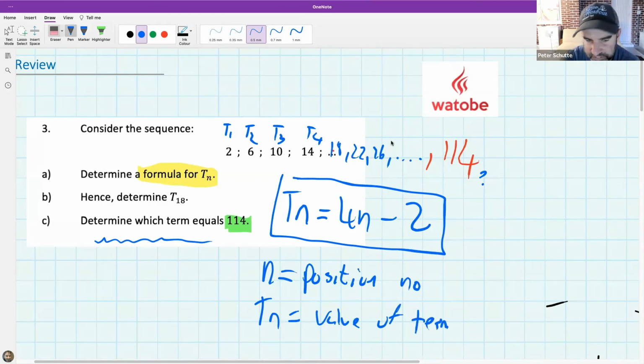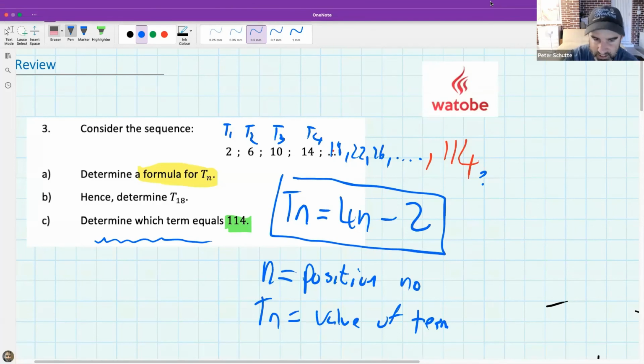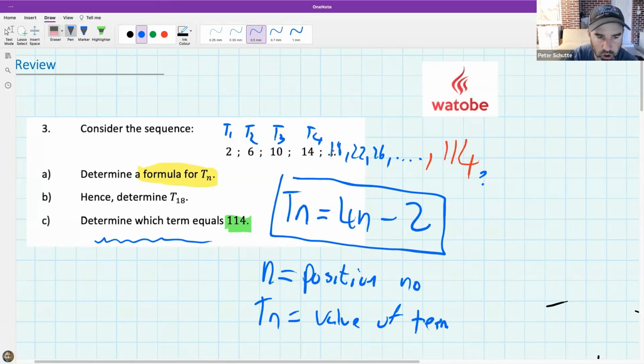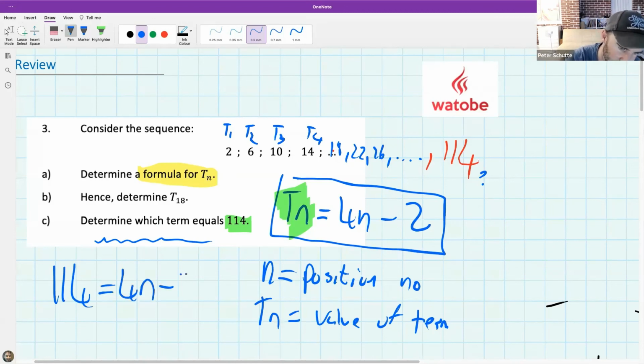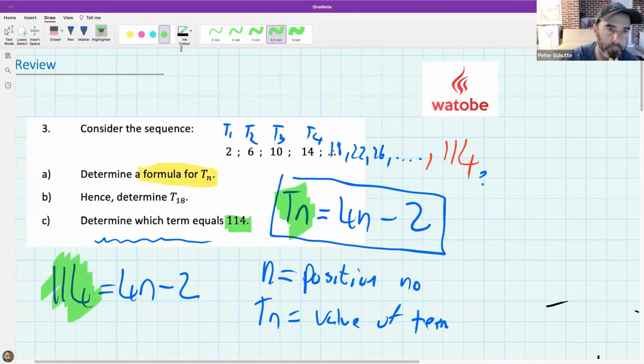The very important thing to recognize in C is that when I say which term equals 114, the part of the formula that is the term is the Tn part. So you need to sub the 114 not where the n is, but where the Tn is. And so you get what we call an equation that looks like this. You must make that connection that the 114 goes here.